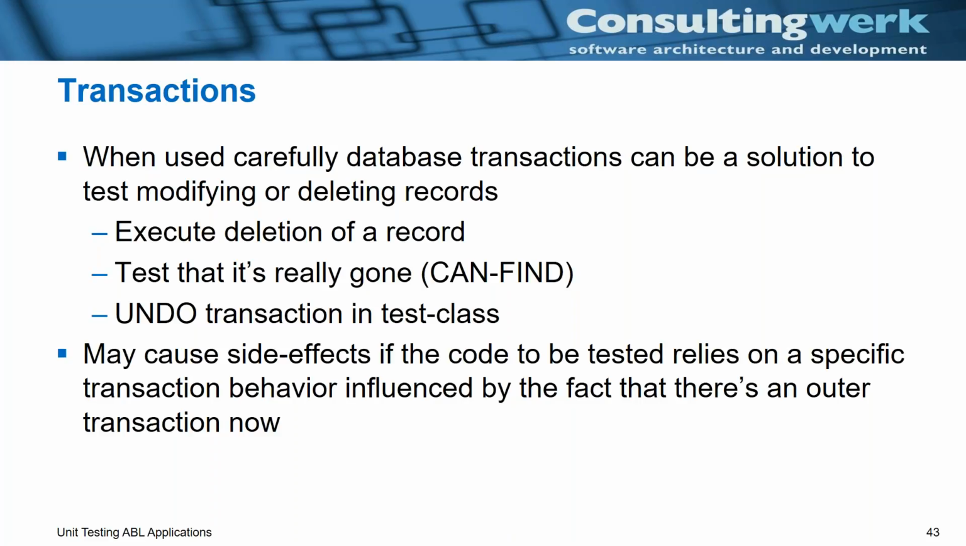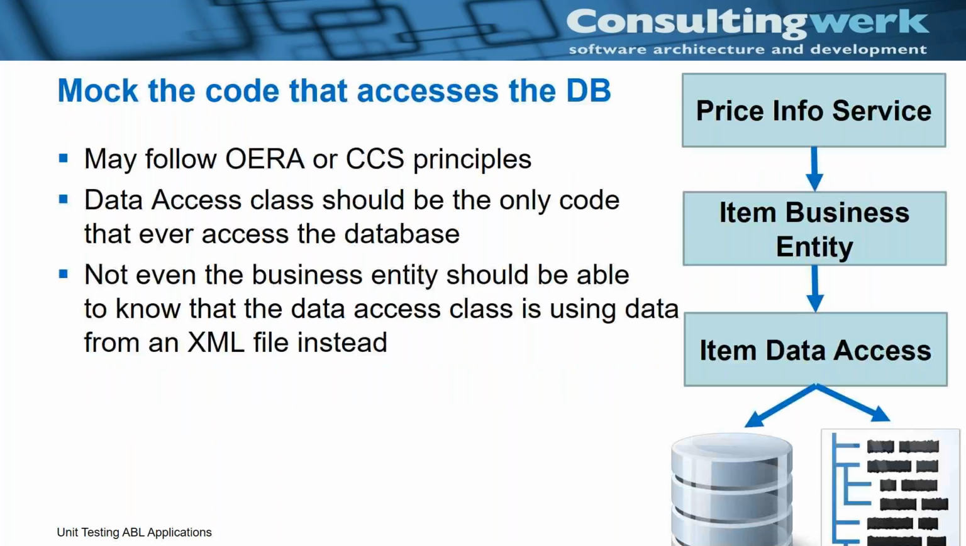You can solve this with transactions. You can put tests that manipulate data in a database into transactions and undo those transactions at the end. So if you have a test that tests whether you can delete records, you could actually wrap that in a transaction block, execute the test that deletes, including all the validation that goes with it, and test whether the record is really gone using a simple can-find, and then undo the transaction in the test class. That may have side effects too, because the code that you're testing may actually be depending on a very specific transaction behavior. So that's not always a solution for everything.